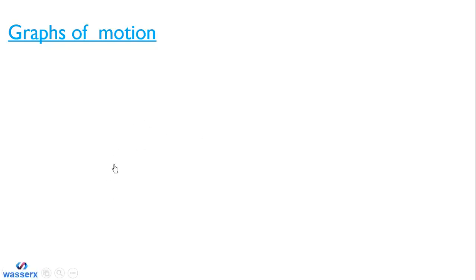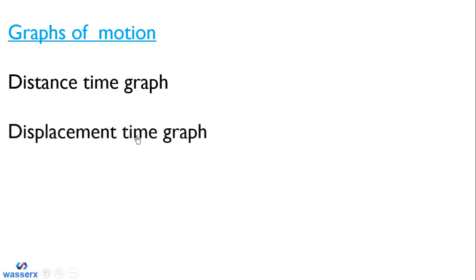Now let us look at how we can sketch the graphs of motion. So we are going to look at the distance time graph, and we know for the distance time graph the slope is the speed. Because we are measuring distance in meters against time in seconds, then we also look at the displacement time graph.